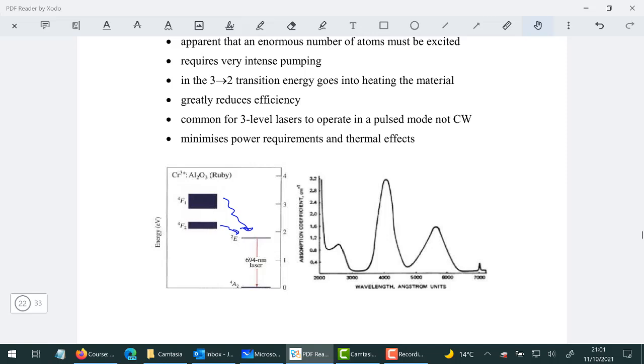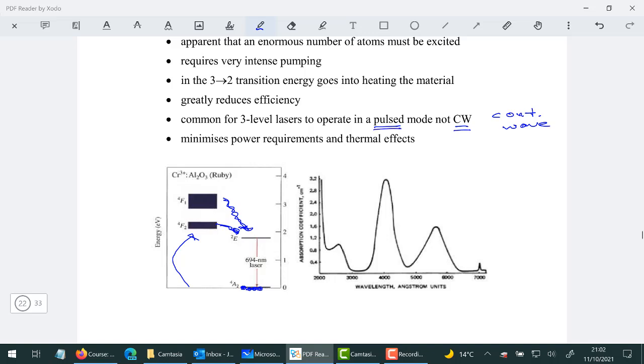So that very fact, the fact that we have an inefficient process, if you like, with all the atoms always ending up back in this ground state, and here we've got heat being generated as a loss, and that we need to get half of the total number of atoms, a huge amount of energy, into the system, means that 3-level lasers cannot operate as continuous wave lasers, but they have to work in pulsed mode.